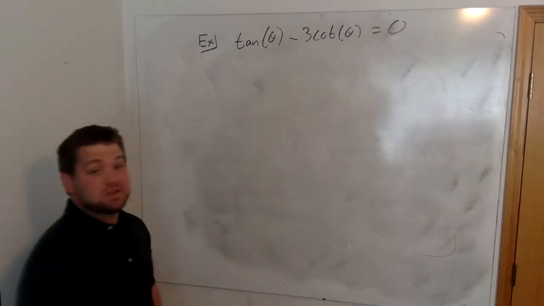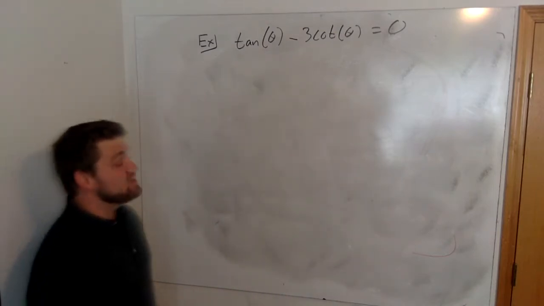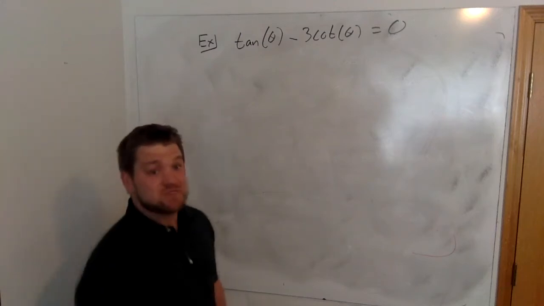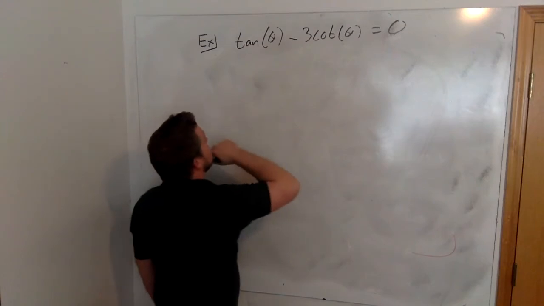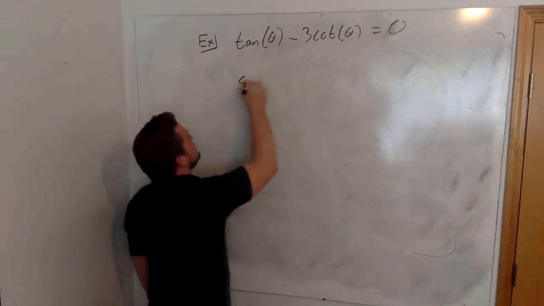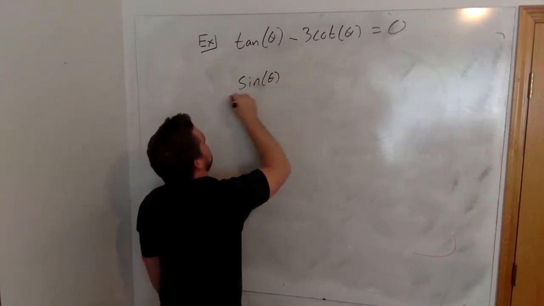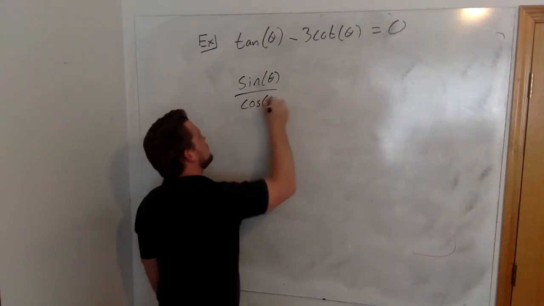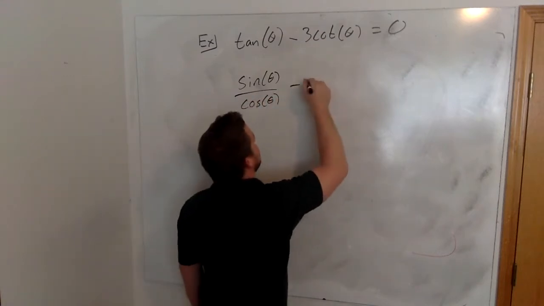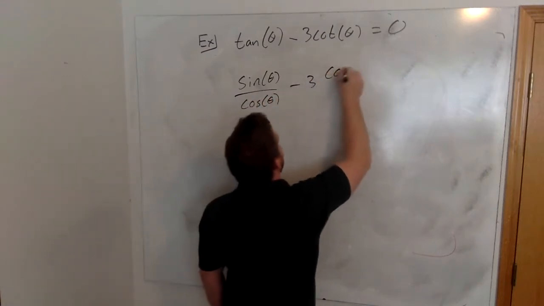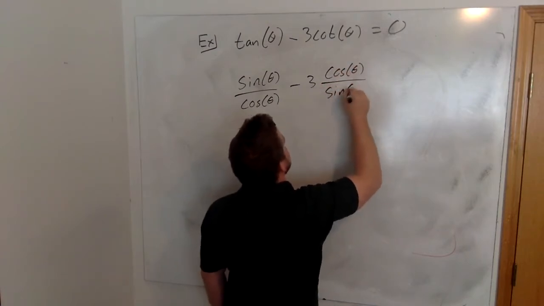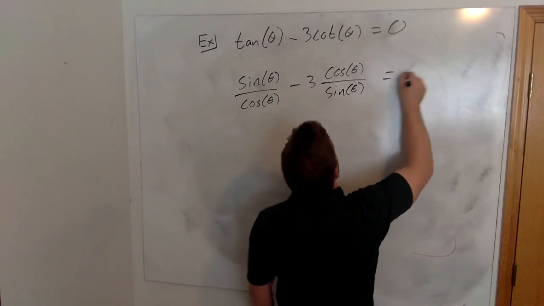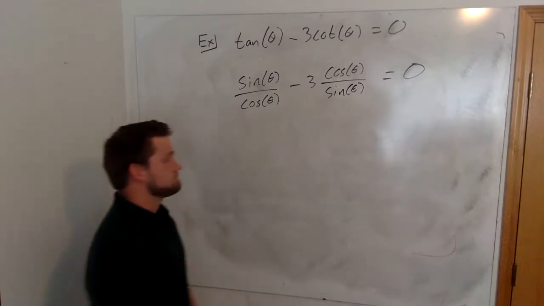What might actually be really useful for us to try here is to write everything in terms of sines and cosines, and I think that's the route we're going to take. So tangent is the same thing as sine of theta over cosine of theta, minus 3 times cosine of theta over sine of theta. And we want to know when this is 0.